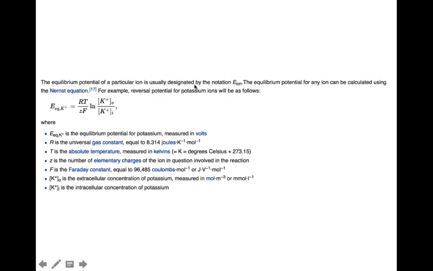So the equilibrium potential of a particular ion is usually designated by this notation, E subscript ion. The equilibrium potential for any ion can be calculated using an equation known as the Nernst equation. Here is an example of the Nernst equation, where in this case we're looking at potassium. The equilibrium potential of potassium, measured in volts, is RT over ZF, where R is the universal gas constant, T is the absolute temperature, Z is the valence (I believe that's denoted by N in your textbook), and F is the Faraday constant. Then potassium ion concentration with the subscript o is that outside of the cell, and potassium ion concentration with the subscript i is that inside of the cell. So the Nernst equation allows us to calculate the equilibrium potential for the different types of ions.